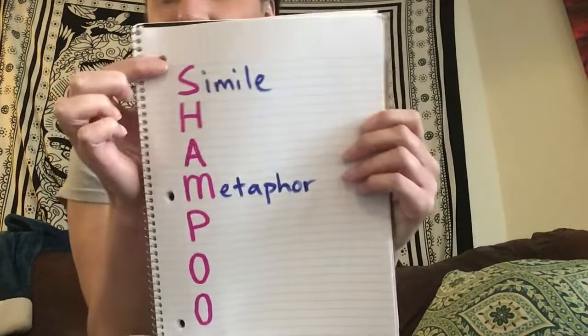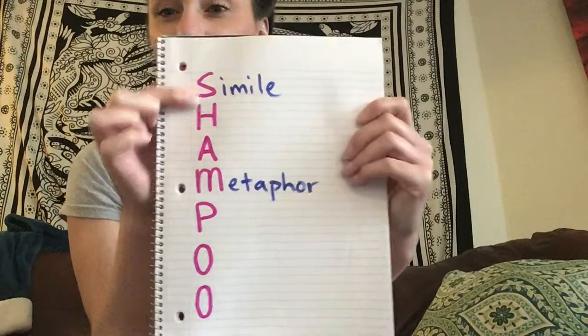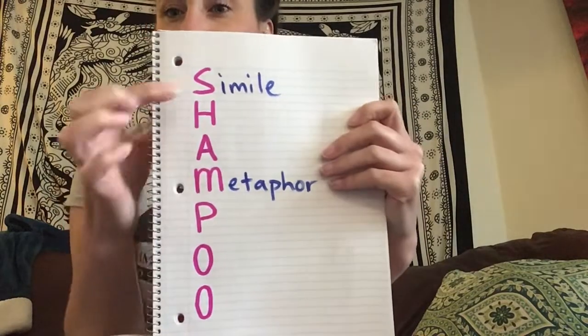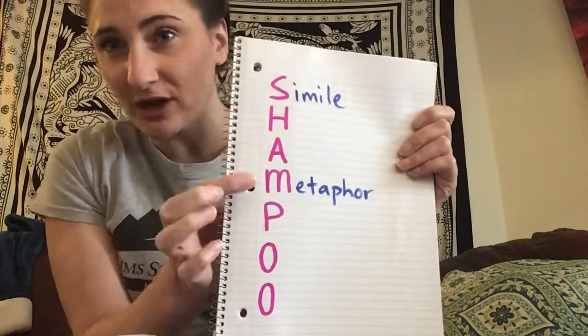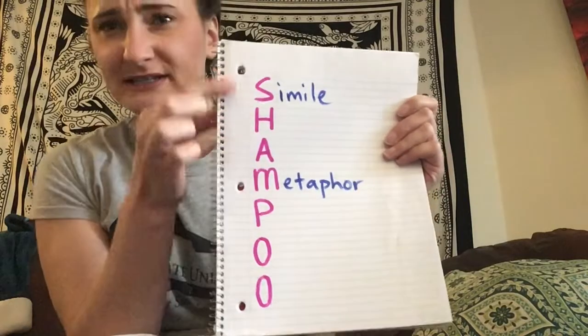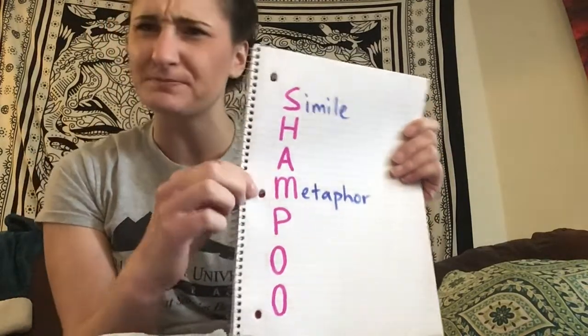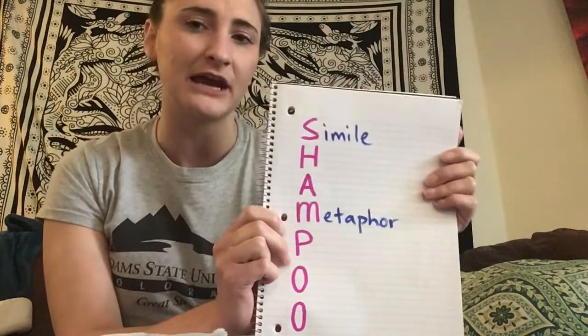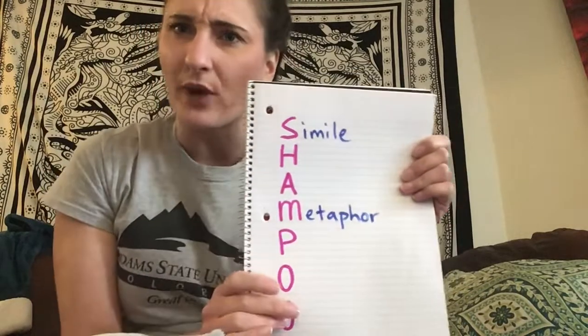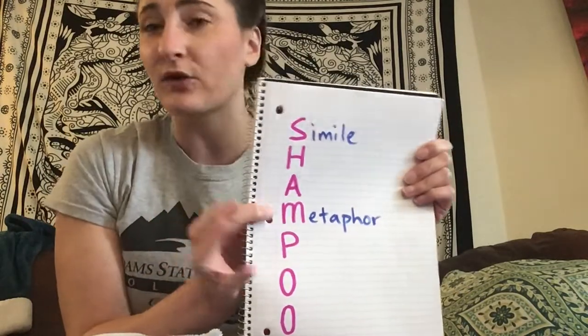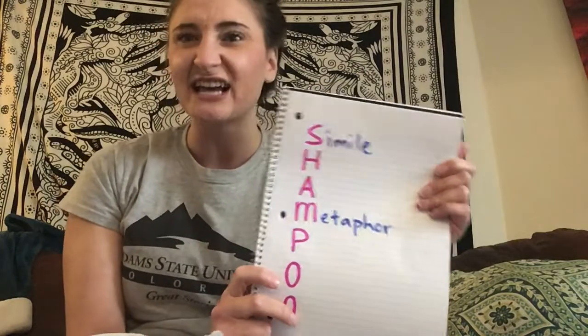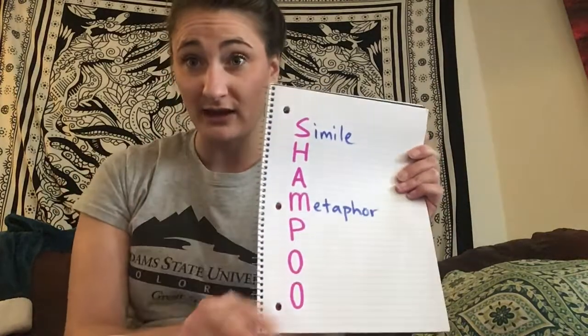All right, so S stands for simile and the M stands for metaphor. The reason I chose to jump in the letters is because these two basically do the exact same thing, they just do it in a different way. So what similes and metaphors do is they compare two things. They like to compare one thing to another.